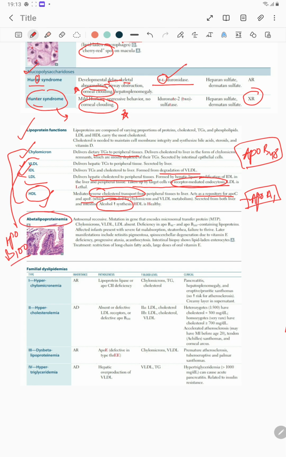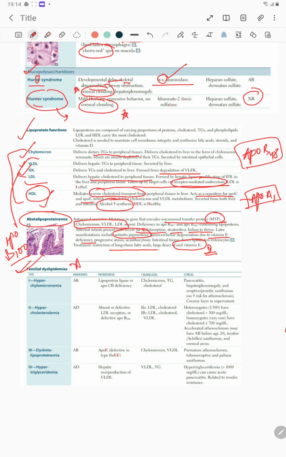Abetalipoproteinemia is an important disorder asked previously. It is an autosomal recessive disorder. There is mutation in the gene which encodes for MTP, microsomal transfer protein. In this, chylomicrons, VLDL, and LDL are absent. The typical features are fat malabsorption, steatorrhea, failure to thrive, and also symptoms of retinitis pigmentosa due to vitamin E deficiency. So restriction of long chain fatty acids and a large dose of vitamin E is required for the treatment of abetalipoproteinemia.